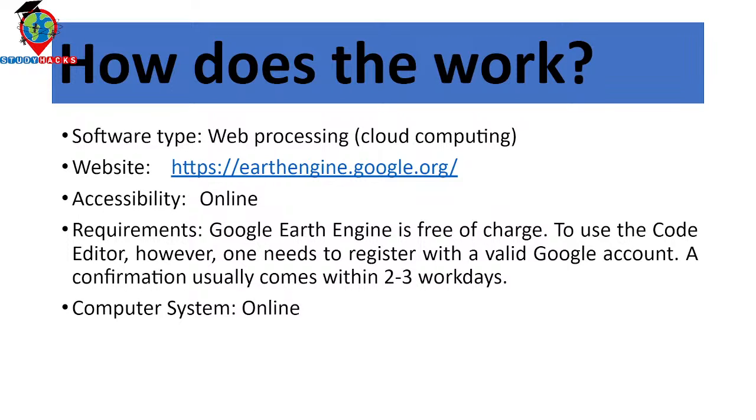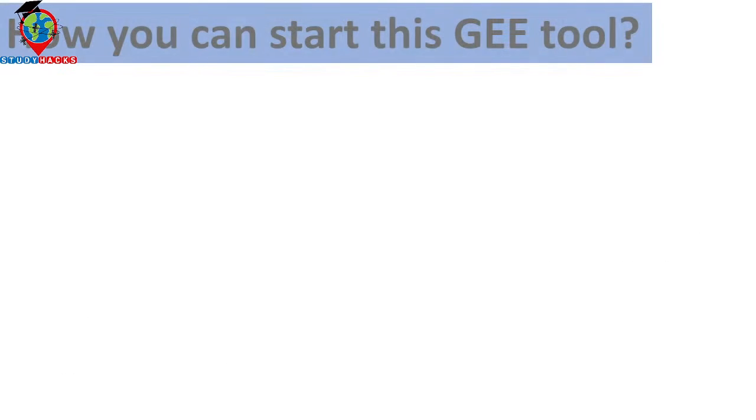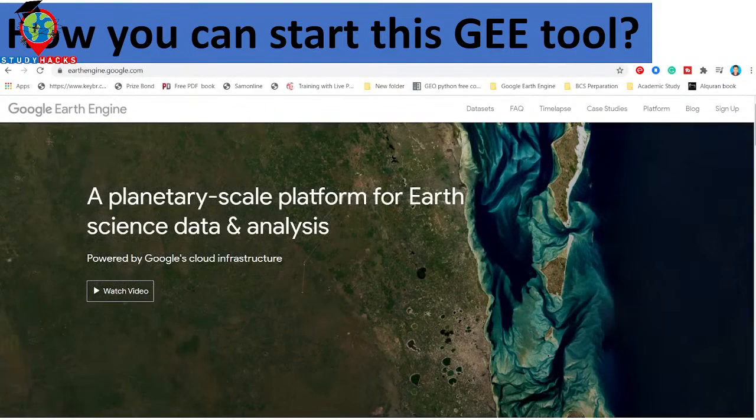The computer system must be online, and it mainly works for image processing and visualization. It works for both raster and vector datasets, which we can easily handle using Google Earth Engine. So how can you start this tool? First of all, go to the link earthengine.google.com and click on the sign up button. You can choose commercial or non-commercial, whichever you prefer, and work with that.